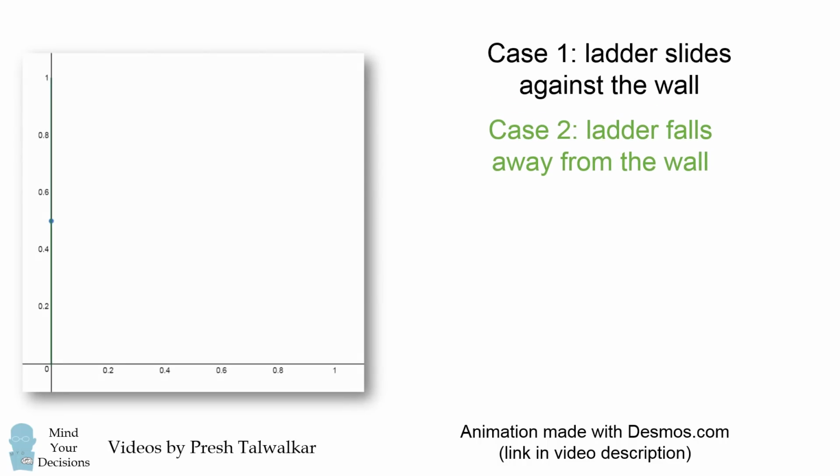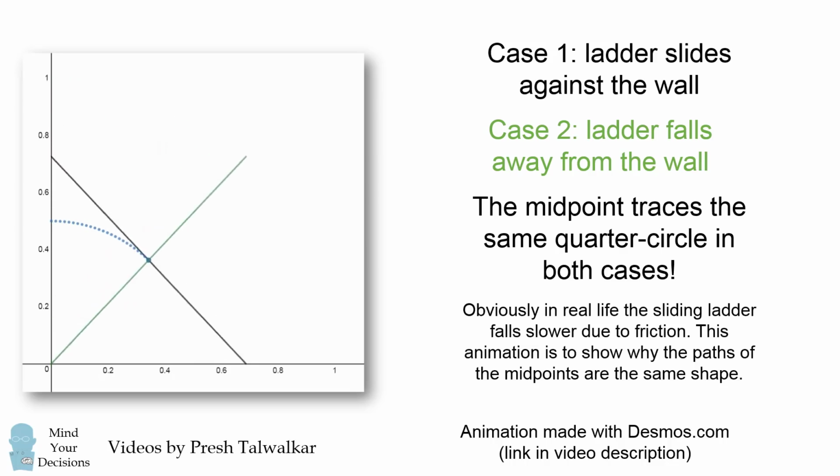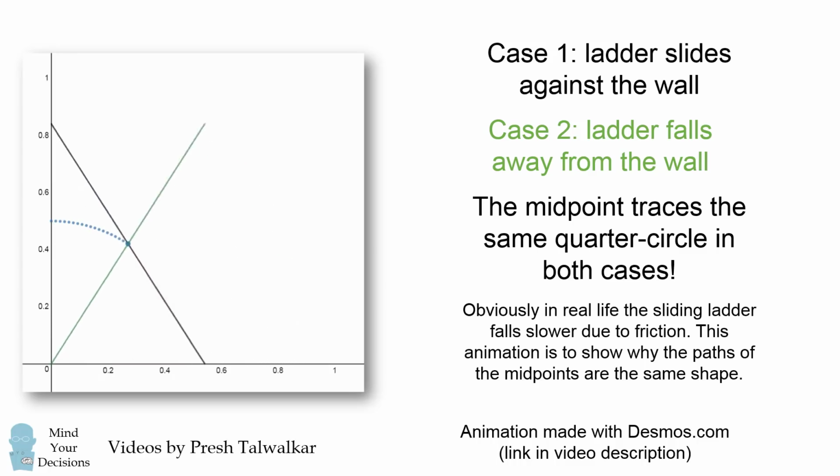So here's another animation that puts both ladders in the same graph, and you'll see the midpoint of each ladder is along this quarter circle. So amazingly, both cases result in the same path of a quarter circle. Now obviously in real life, the sliding ladder will be slower due to its friction against the wall and the ground. This animation is just to show why the paths of the midpoints are the same shape.